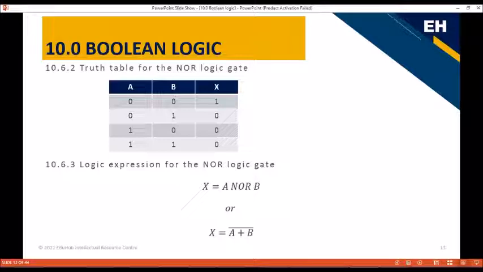The logic expression for the NOR gate is X equals A NOR B, or X equals bar A plus B. So A plus B are altogether barred using the bar symbol over them.